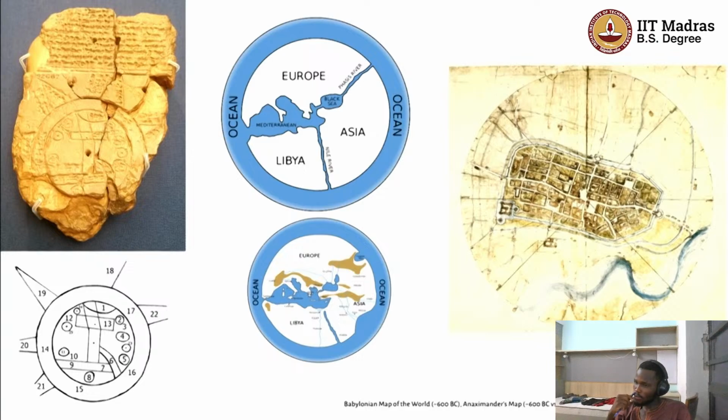So this is a Babylonian map from 600 BC, and they came very close to depicting the real world around them, and this is 2,600 years back, so fairly old.